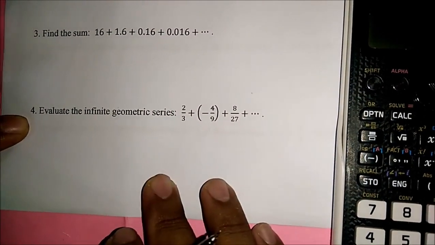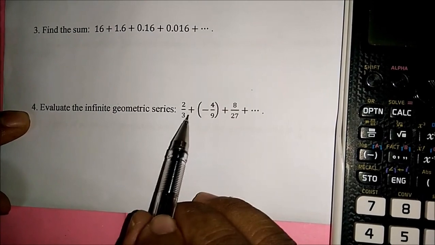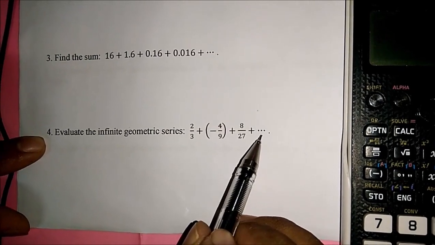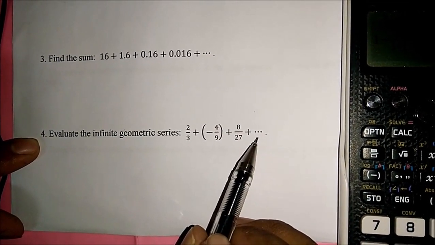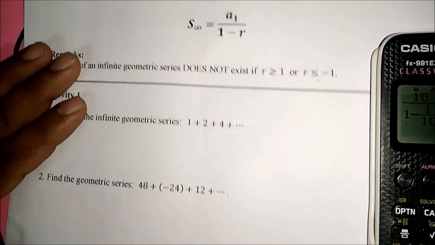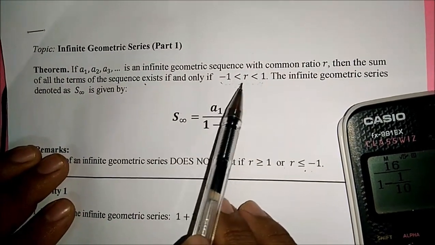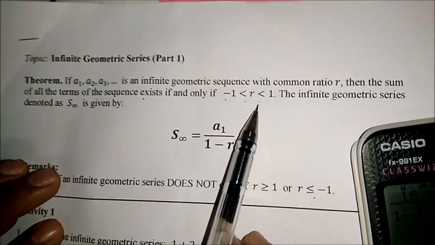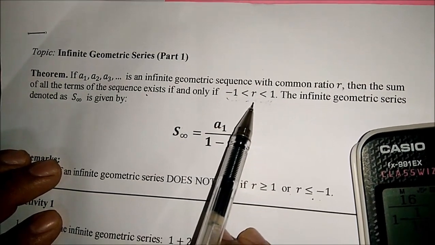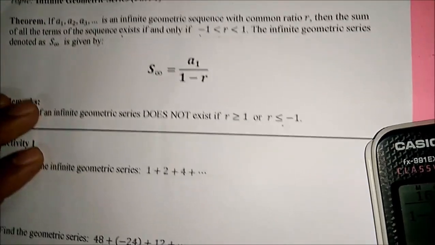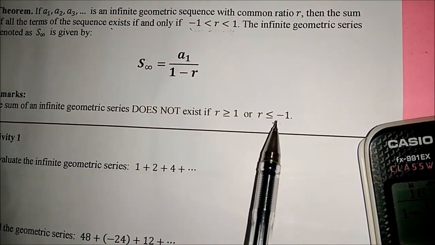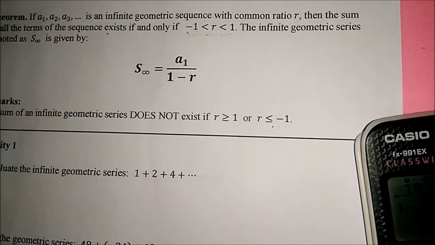Okay, so it's very easy. Now you can answer number 4. Evaluate the infinite geometric series 2/3 plus negative 4 over 9 plus 8 over 27 plus and so on. Always remember, check first the common ratio. If the common ratio is between negative 1 and 1, a proper fraction, or a decimal starting with 0 point something, then the sum would exist. But if the ratio is greater than or equal to 1 or less than or equal to -1, then the sum does not exist. Okay, so that's it.